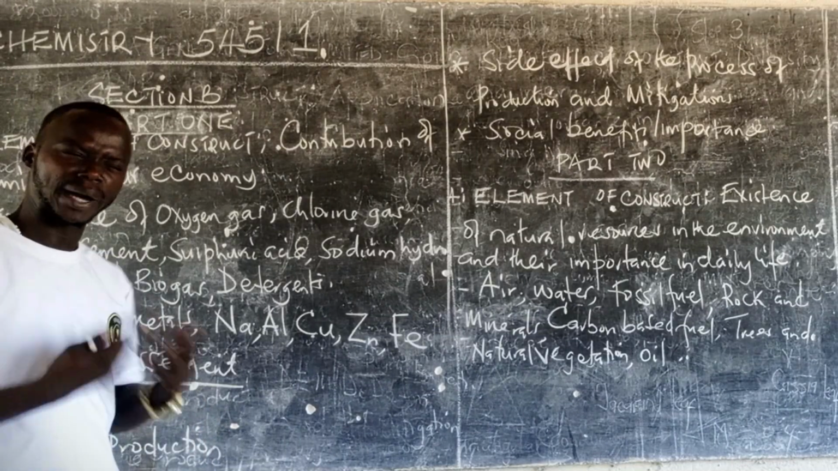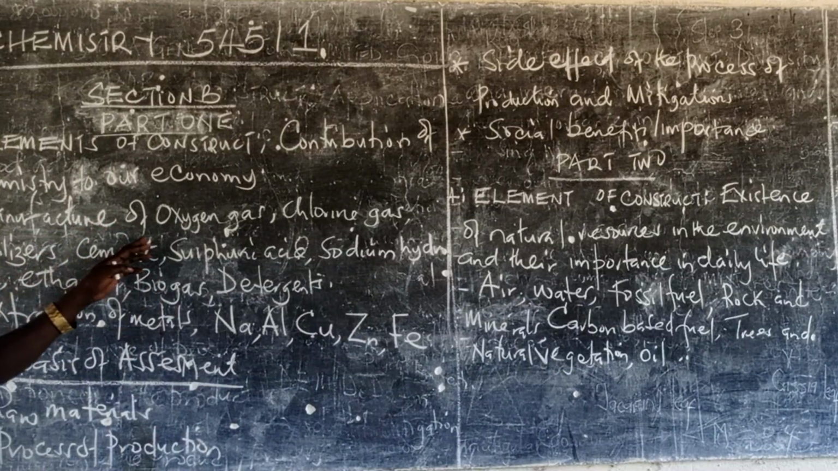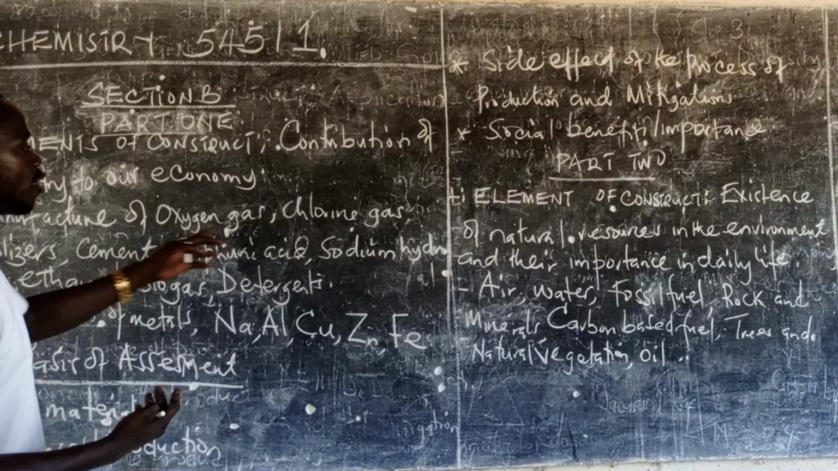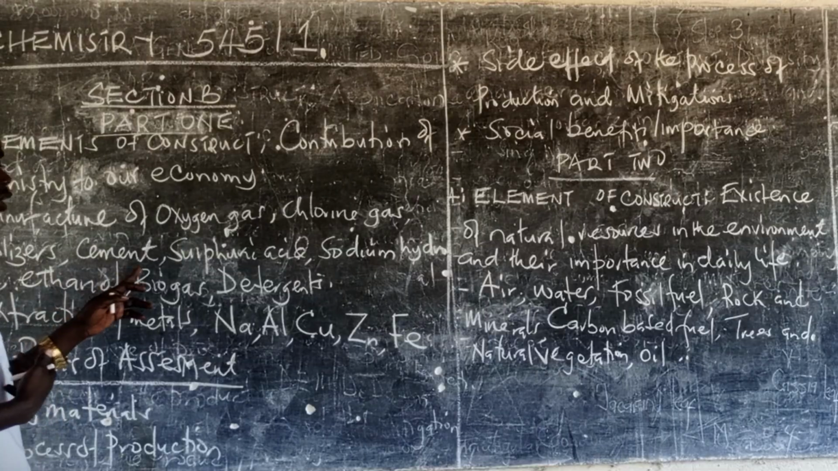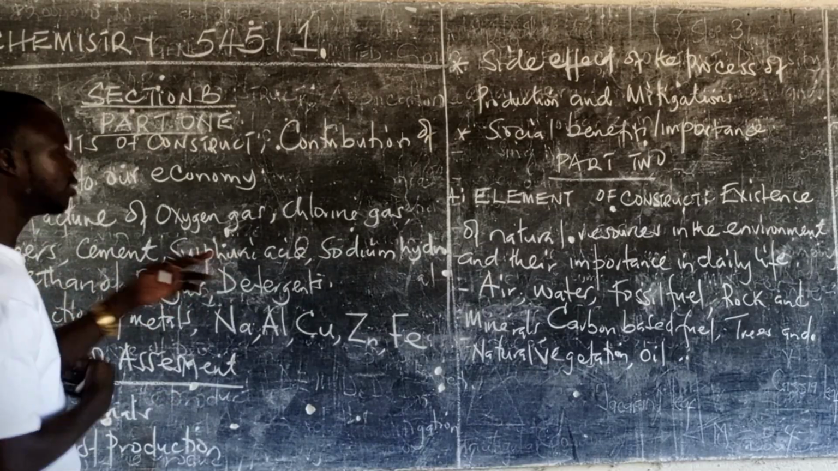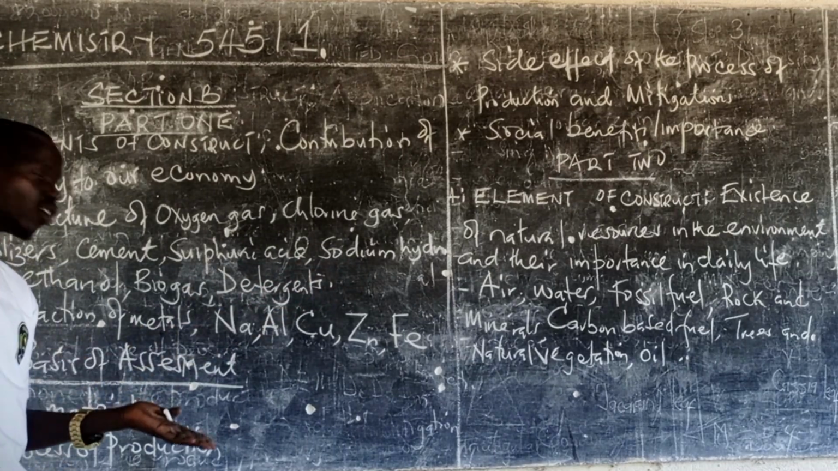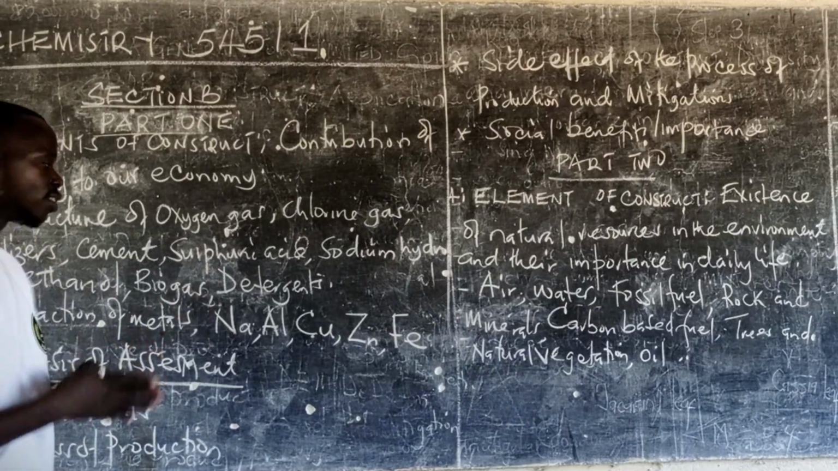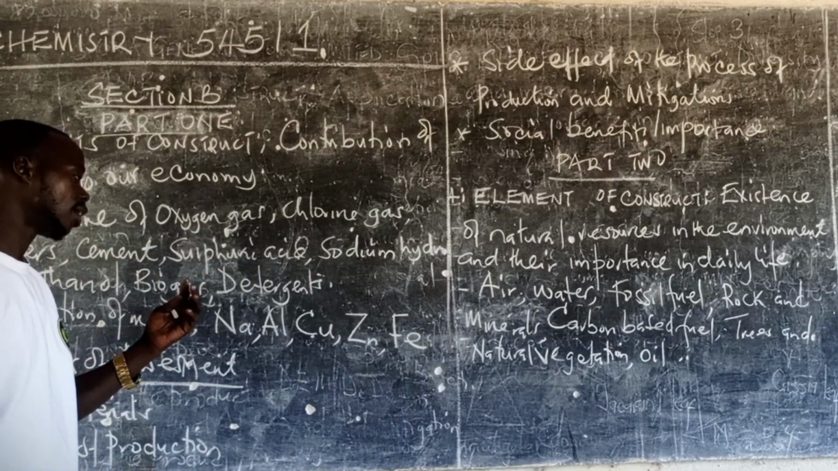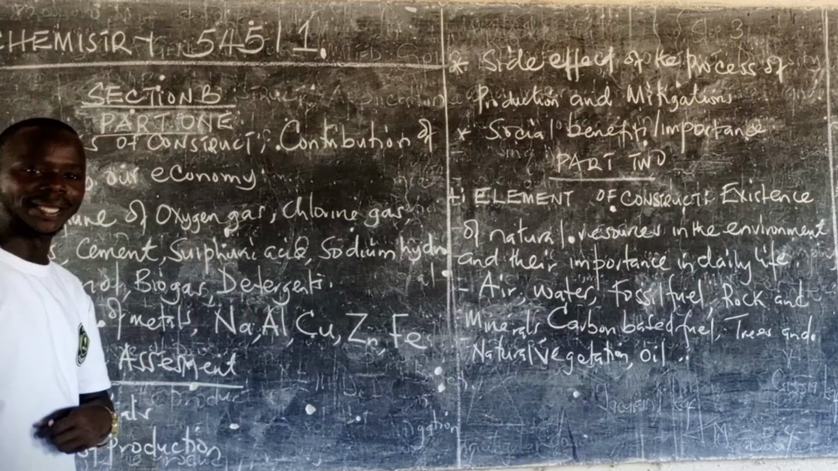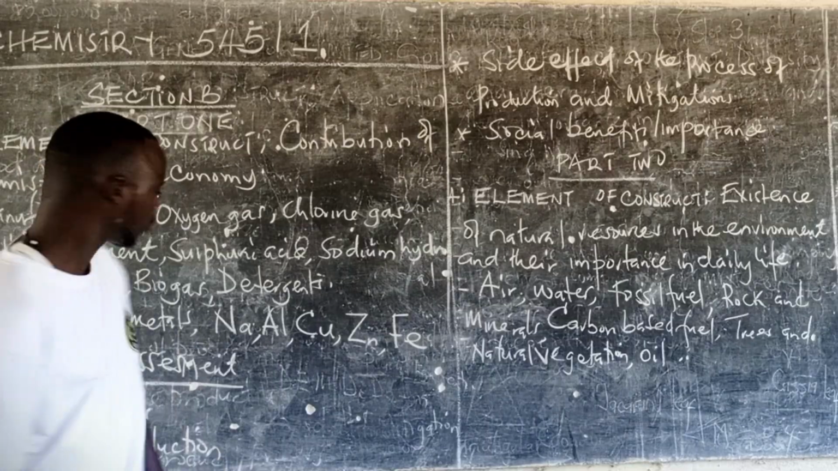Now, which are the particular areas that can be assessed? We have the manufacture of oxygen gas, chlorine gas, fertilizers, cement, sulfuric acid, sodium hydroxide, ethanol, it could be biogas, or microgames. This was also in section A, item 1. Again, it's coming in section B, part 1. That's item 3 or item 4.